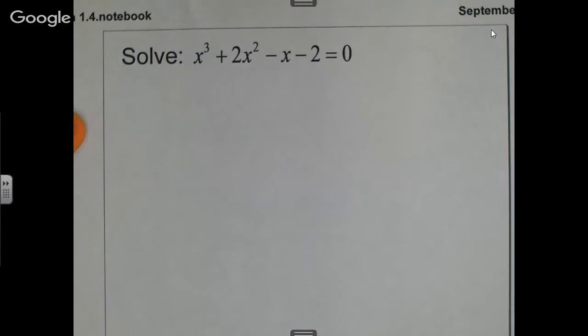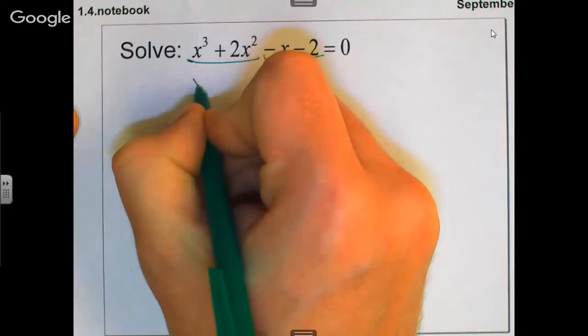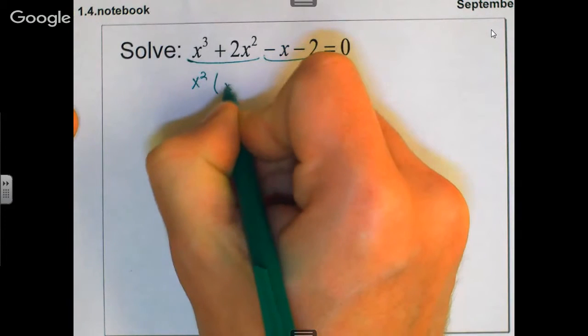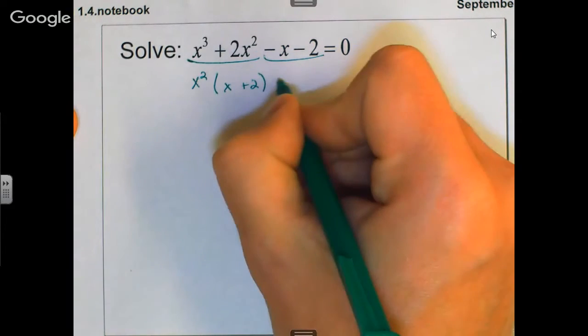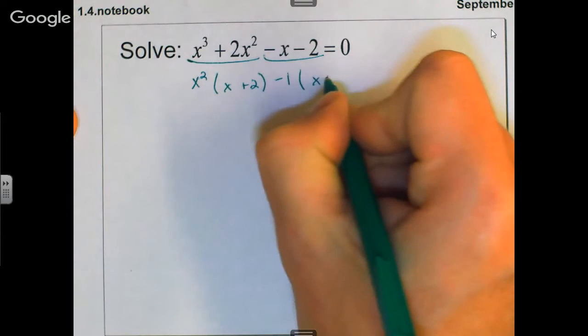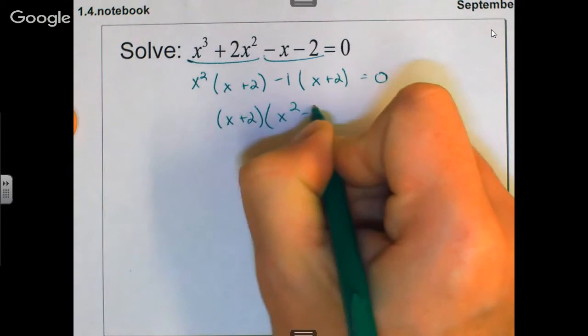Here's just another one, factor by grouping. So we'll look at these two and look at these two. Factor out an x squared, you get x plus 2. Now I need x plus 2 in this one. So factor out a minus 1, you get x plus 2. So you have x plus 2 times x squared minus 1 equals 0.